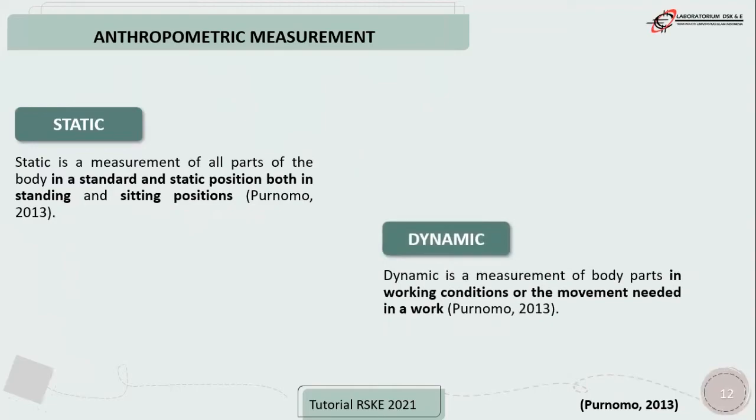There are two kinds of anthropometric measurement. The first is static anthropometry. It means a measurement of all parts of the body in a standard and static position, both in standing and sitting position. And then dynamic anthropometry is a measurement of body parts in working conditions or the movement needed in a work.